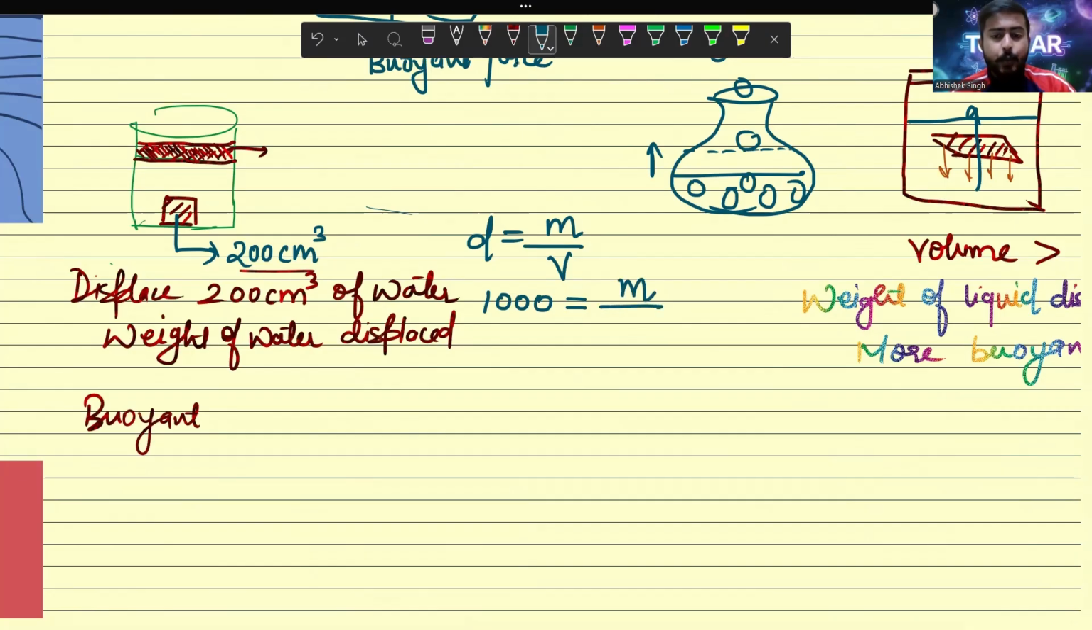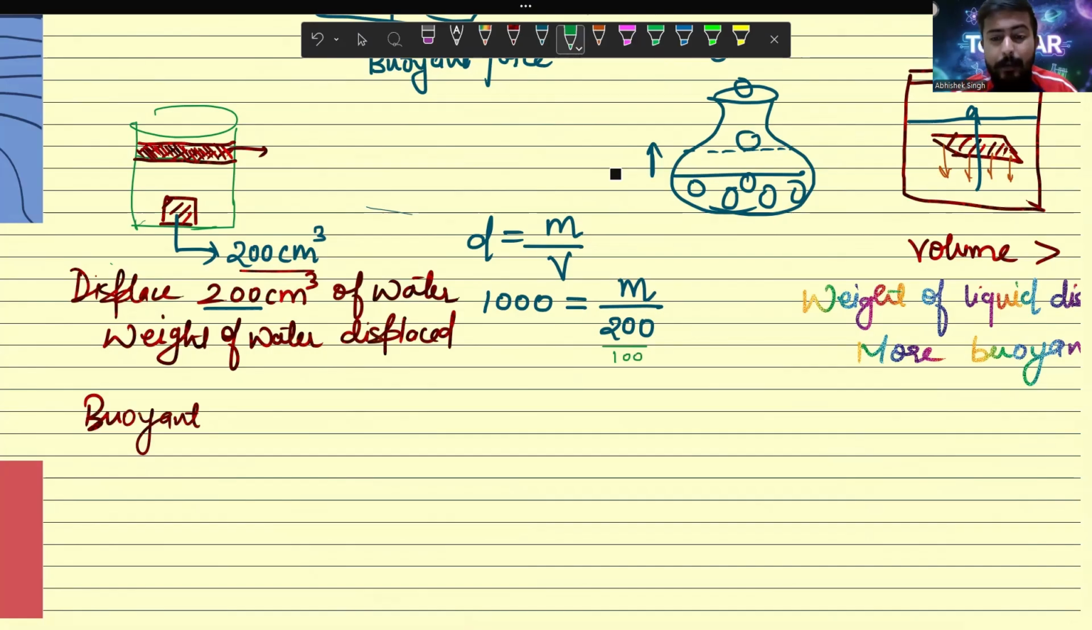And with the help of this, we can find out the mass of water displaced. What is the volume of water displaced? It is 200 centimeter cube. But what is the SI unit of volume? Meter cube. So do you think that we have to convert this into meter? How can we convert centimeter into meter? By dividing it by 100.